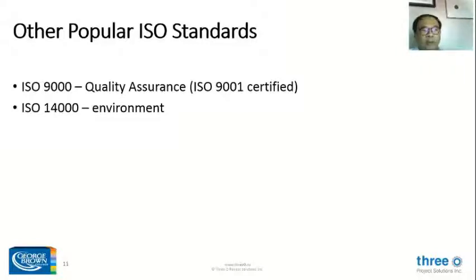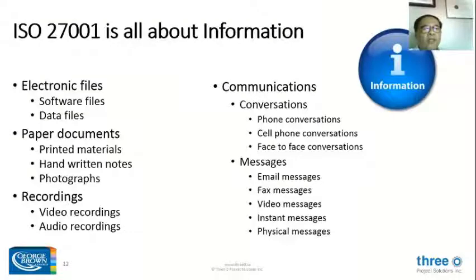These are some of the other ones that I can think of, and I'll throw them in. I mentioned ISO 9000 for quality assurance, and there's an environmental ISO standard, ISO 14000 actually. You may or may not be familiar with it. So let's get started with ISO 27001 or 27002. They're kind of used interchangeably.